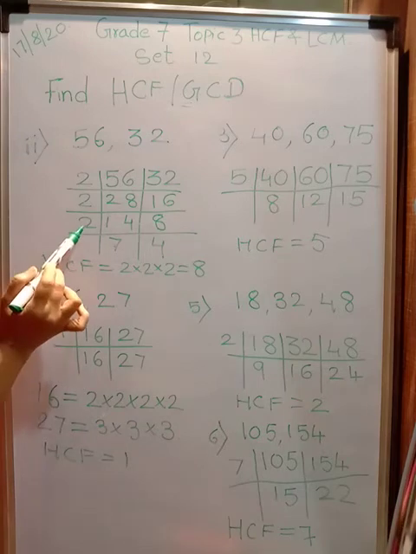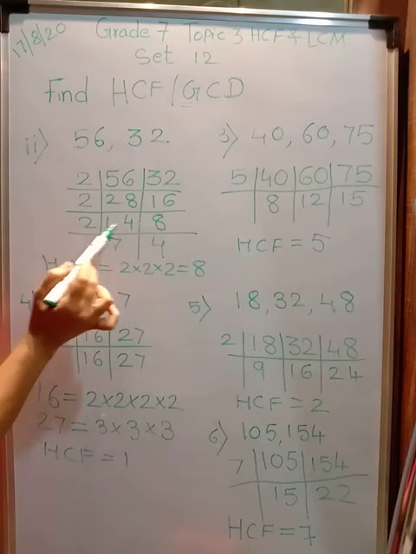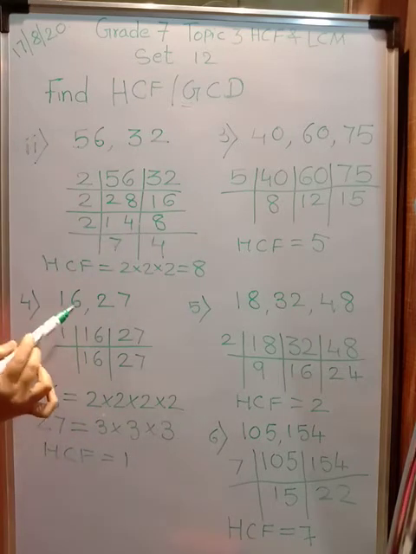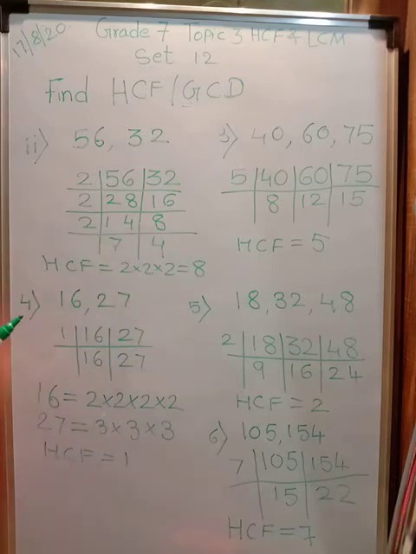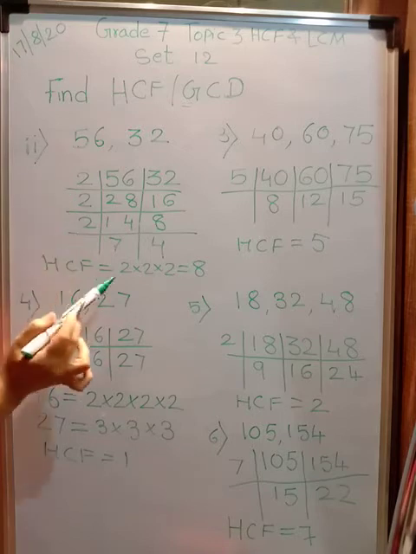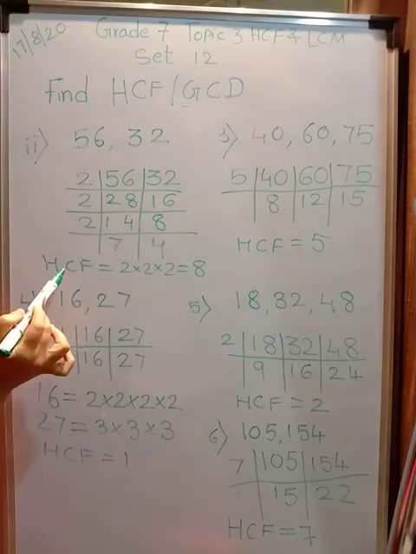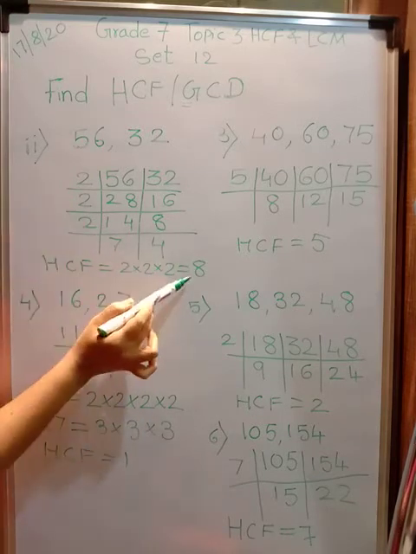Always remember, you have to choose such a number that it is dividing both the numbers at a time. If it is only dividing one number, that will not do. So, the product of all these numbers which are over here will give you HCF. And so, you have HCF as 2 into 2 into 2, that is 8.